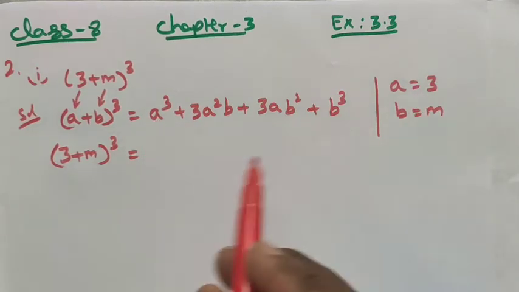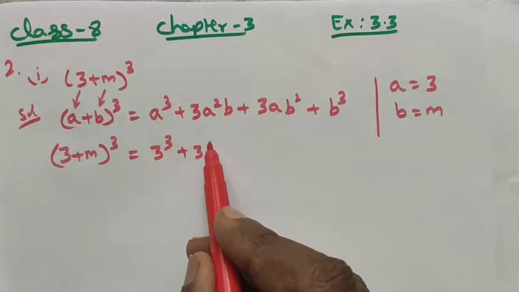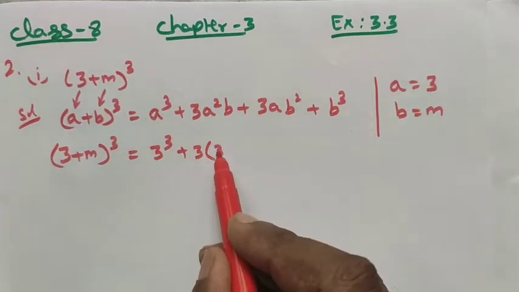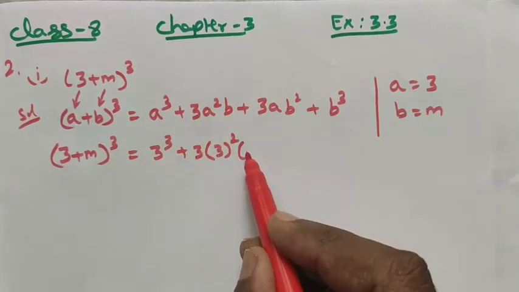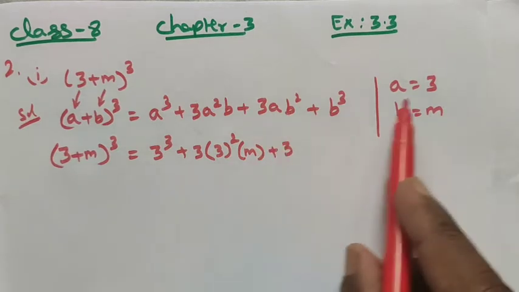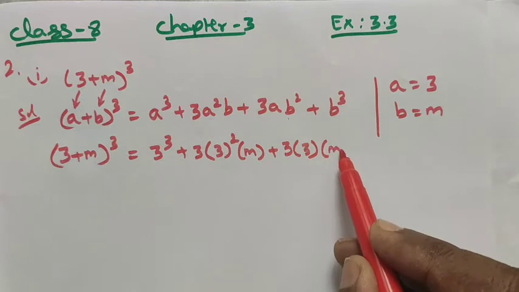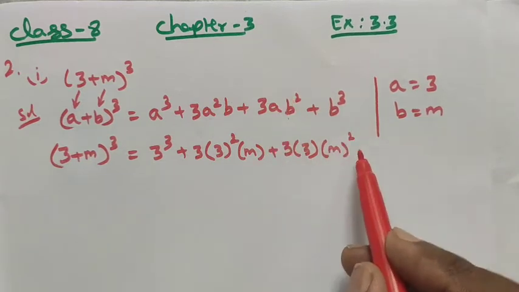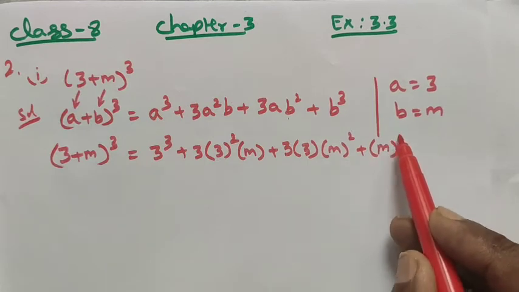a is equal to 3. That is 3 cube plus 3 into a is equal to 3, here we have square, and in the place of b is equal to m, plus 3 into a is equal to 3 and then b is equal to m, here we have square. Then b cube, and the b value is m and then cube.